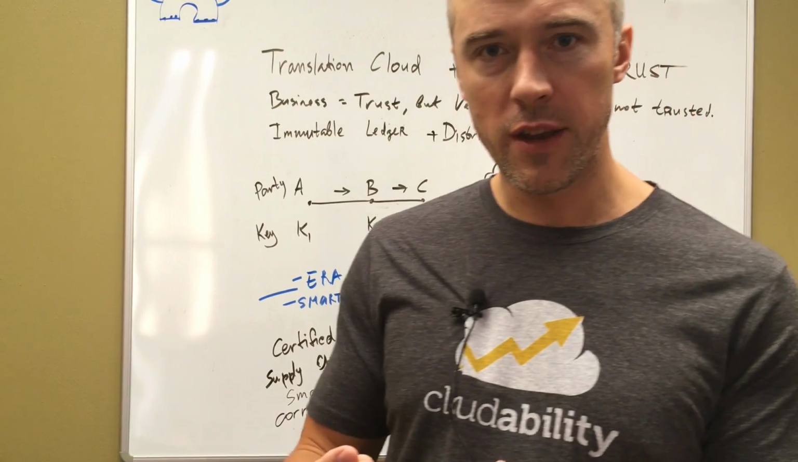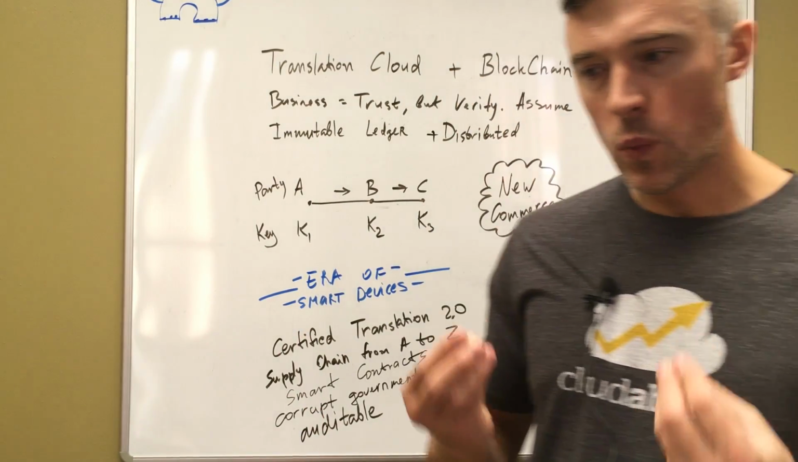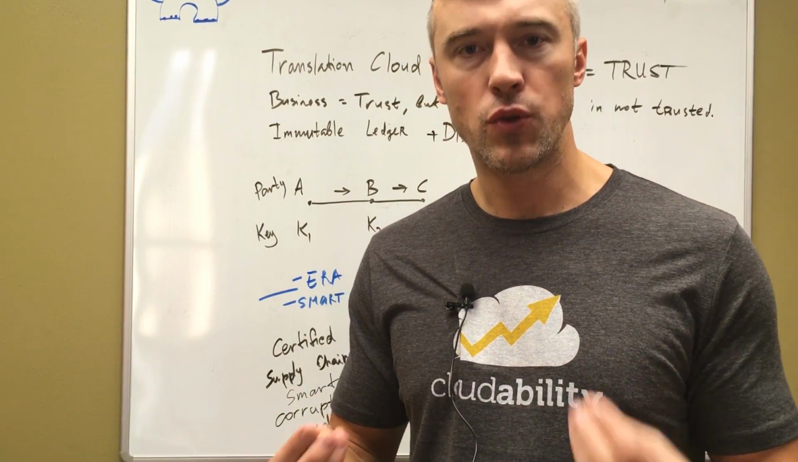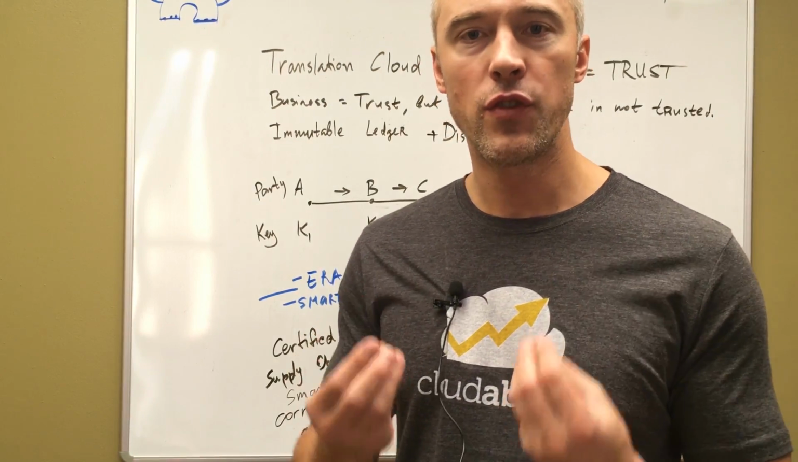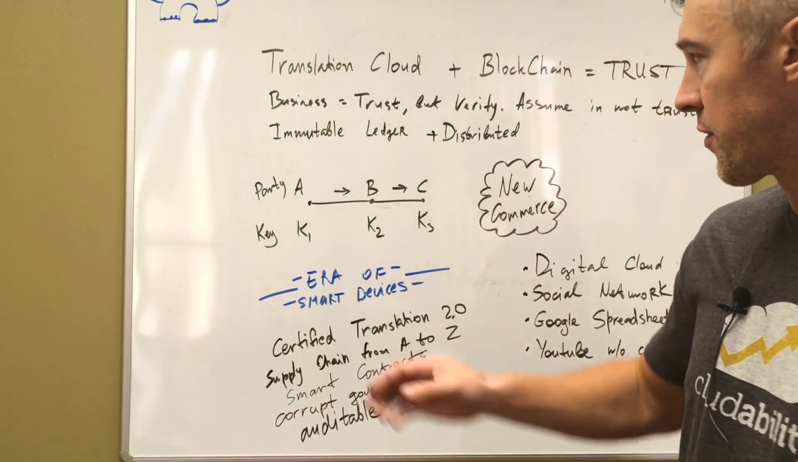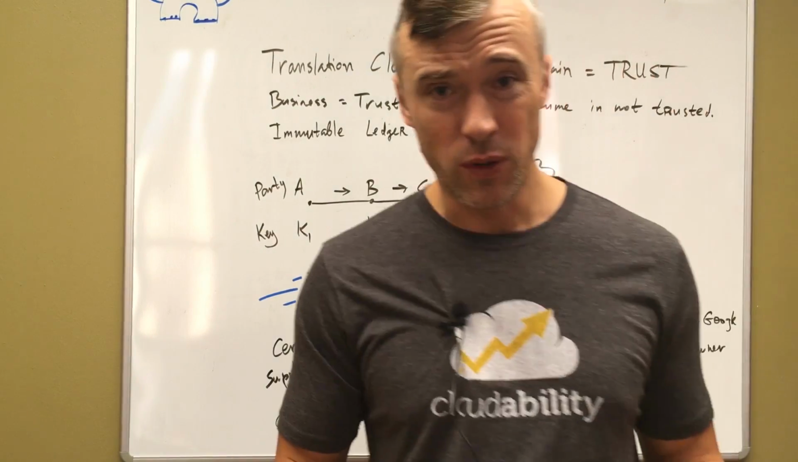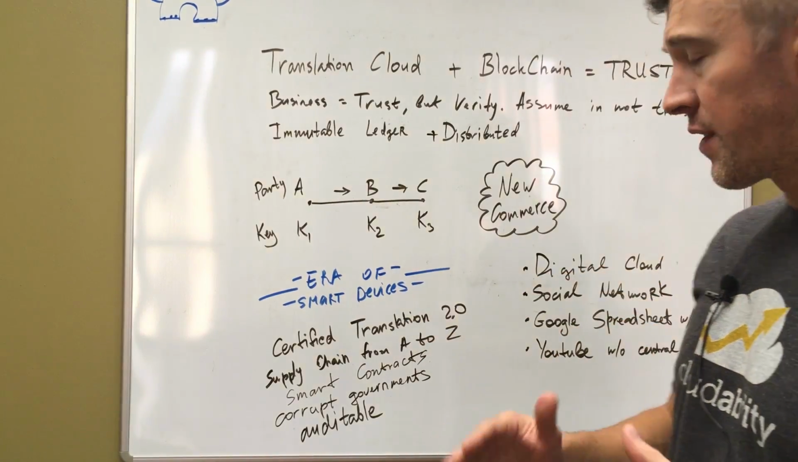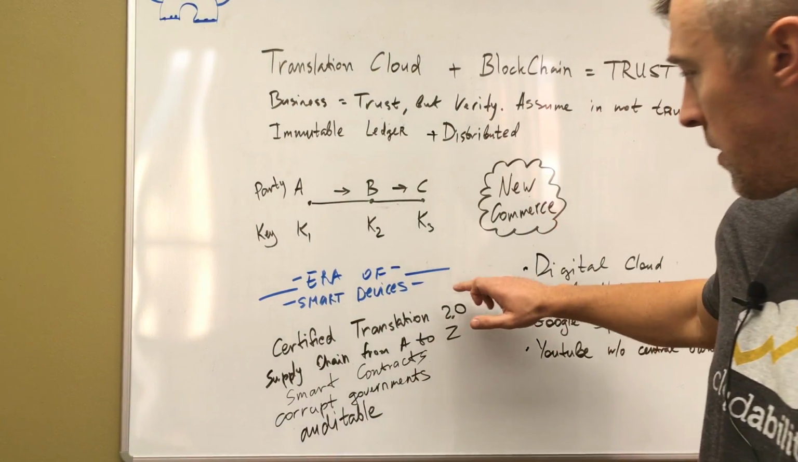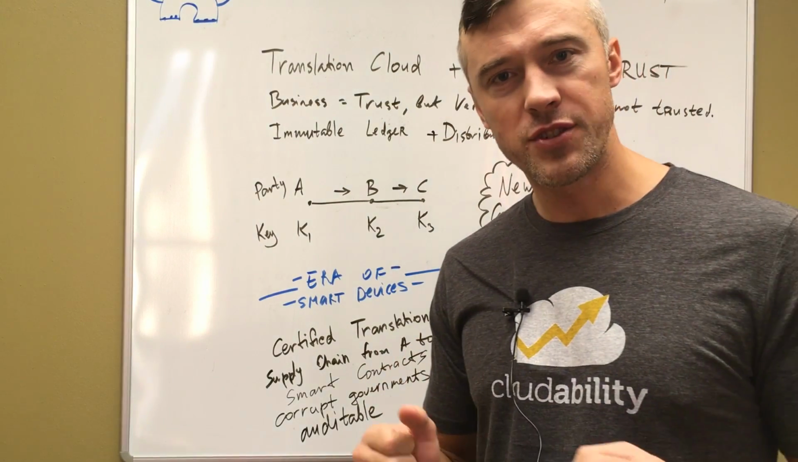And the blockchain, in a sense, would make it possible for people to trust each other. That's the new era of commerce, a new era of commerce in general, and e-commerce in particular. Hence come some of the applications. For example, we've been thinking about certified translation.